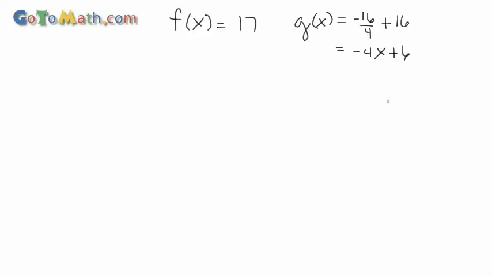So that top one we'll call f of x is equal to 17. And then g of x, we know the slope is negative 16 over 4 x plus, and the y-intercept is 16. And of course, we can actually reduce this down, right? Like that right there. Okay. Let me just go ahead and sketch that graph out.